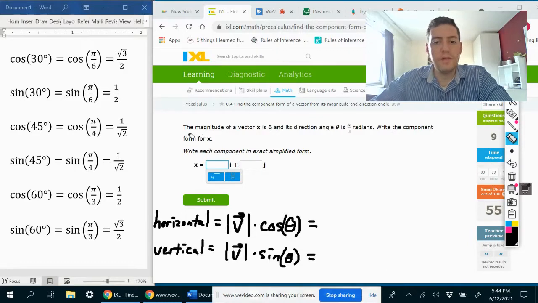Okay, the magnitude of a vector x is 6, and its direction angle theta is pi over 3 radians. Write the component form for x. Okay, so the magnitude is 6. I have a v here instead of an x, but whatever.